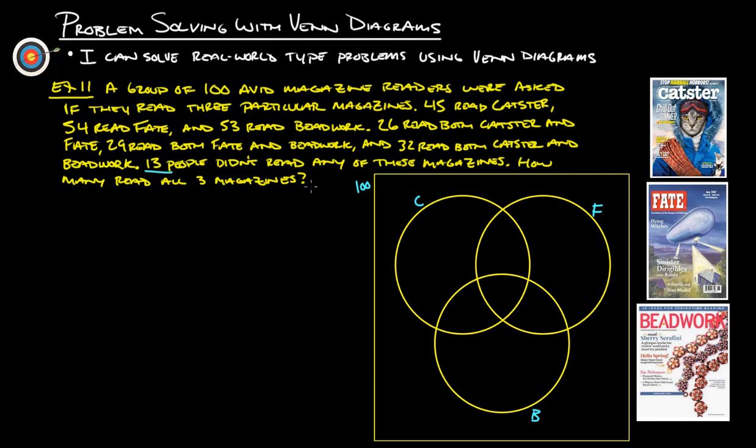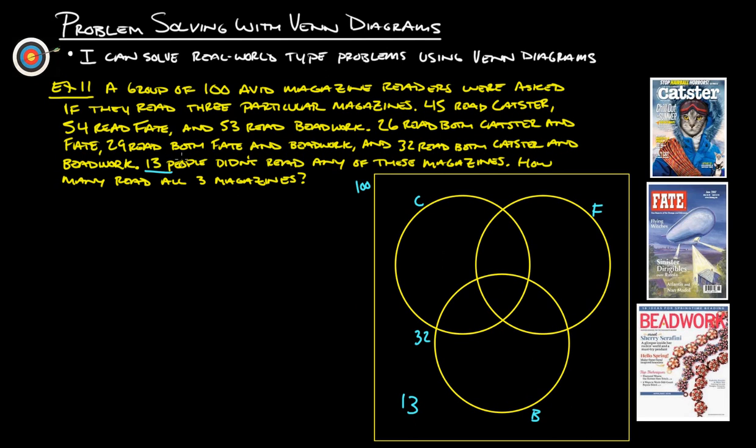So 13 people don't read any of these magazines. So there's 13 people out there. And then we have 32 read both Catster and Beadwork. So there's 32. They're going to be in these two regions here.